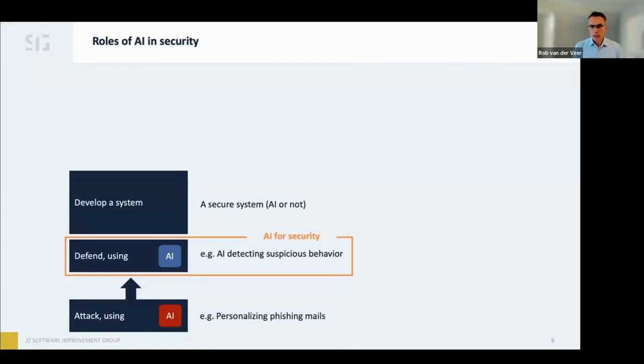AI for security is when we are applying AI to defend a system, to detect certain suspicious behavior. And there are models for this that work on identifying specific types of payloads, specific types of behavior. Malware detection is an example of this. Of course, you can also use AI to attack a system, like, for example, using AI to generate personalized phishing emails.